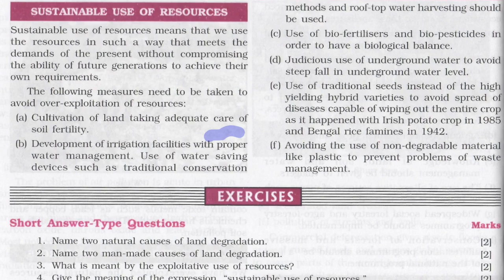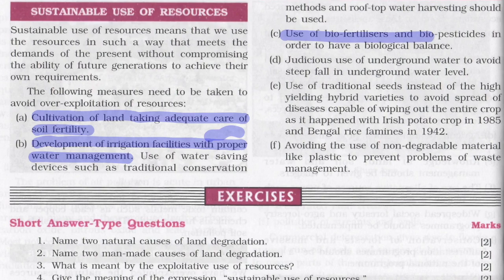Sustainable use of resources means we have to use our resources to meet the demands of the present without compromising the ability of future generations to achieve their own requirements. The following measures: cultivation of the land taking adequate care of soil fertility, development of irrigation facilities with proper water management, and use of water saving devices like traditional conservation methods and rooftop water harvesting.